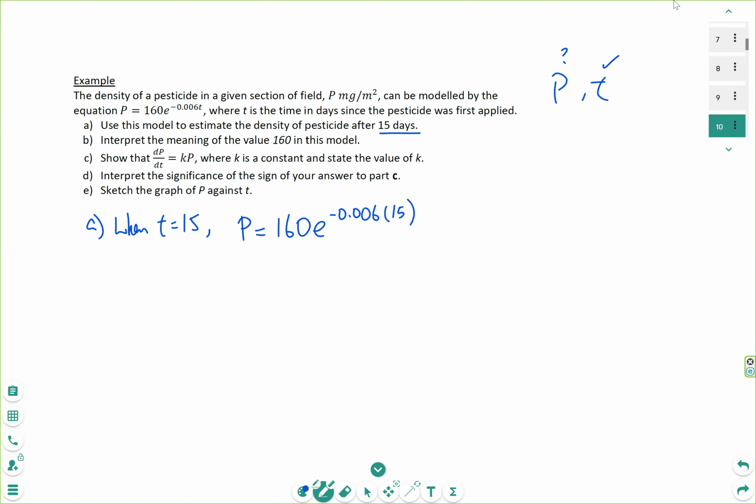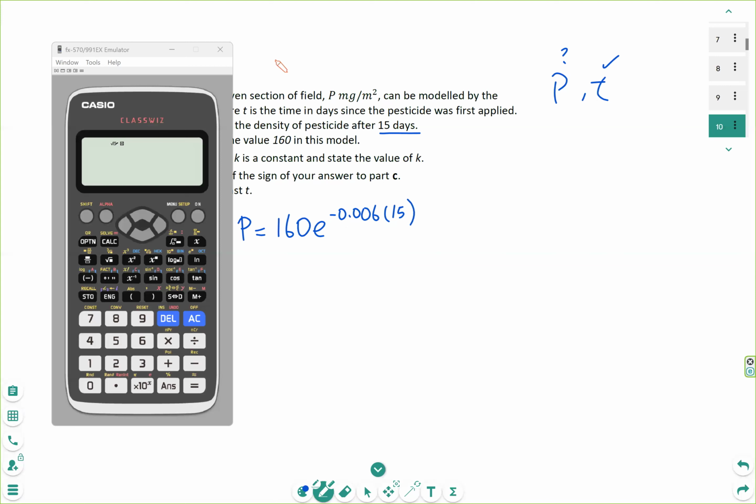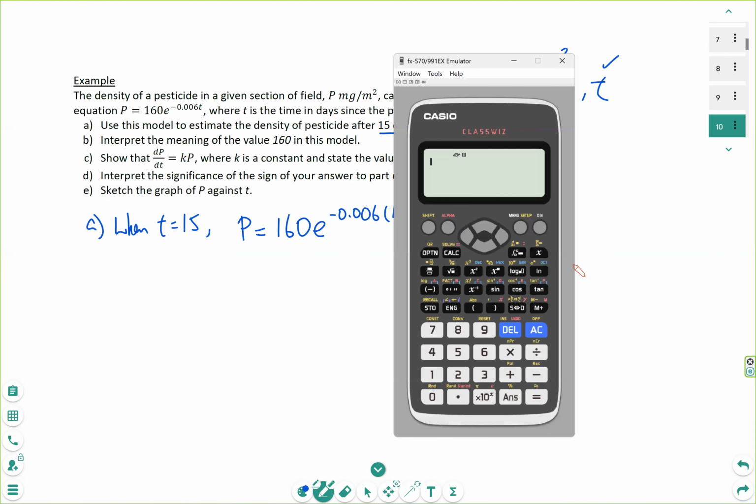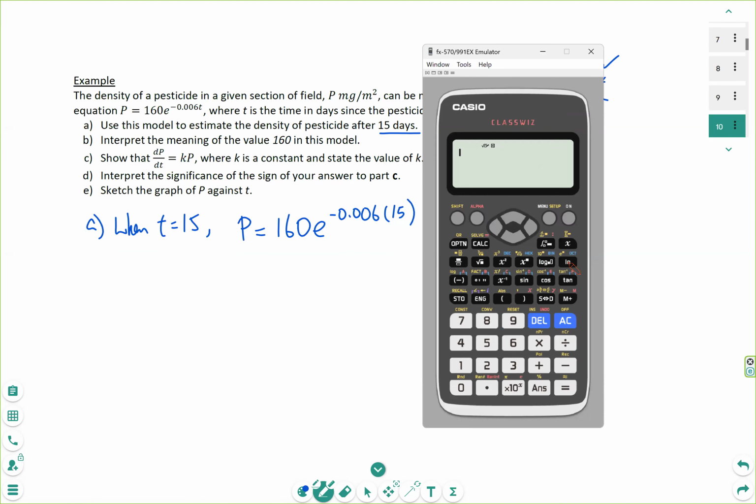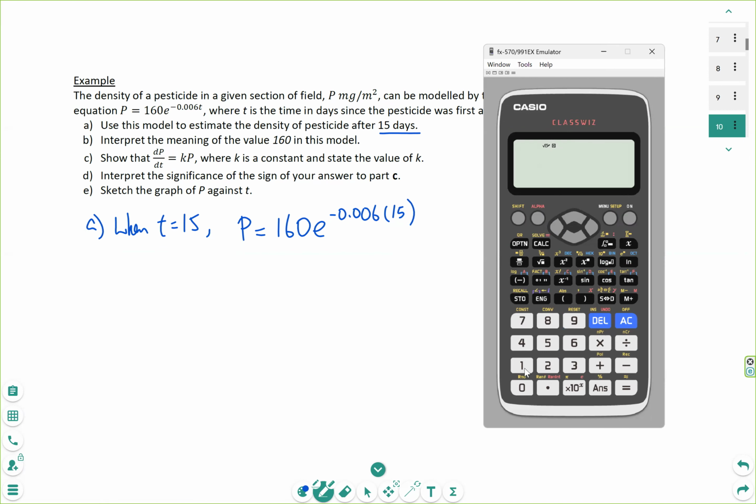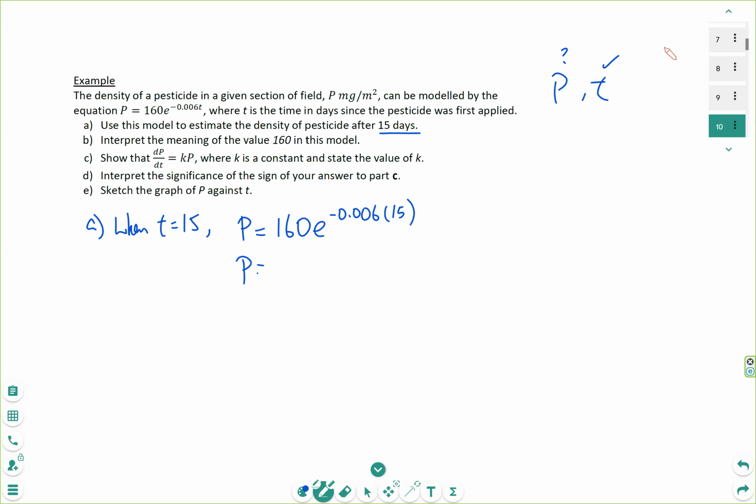Let me show you on my calculator. So on my calculator, just make sure. Yep. On my calculator, the e function is here. Shift ln. So you can see this is ln, but it's not "in", it's L, N, ln. So in here I'll put 160 e to the power of negative 0.006 times 15. And I got 146. So P equals 146 milligrams per meter squared. Okay.